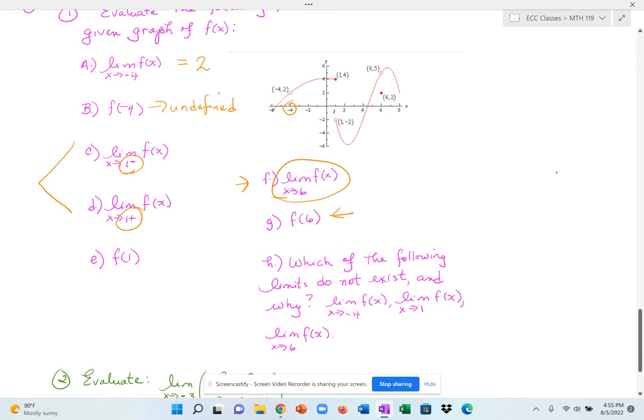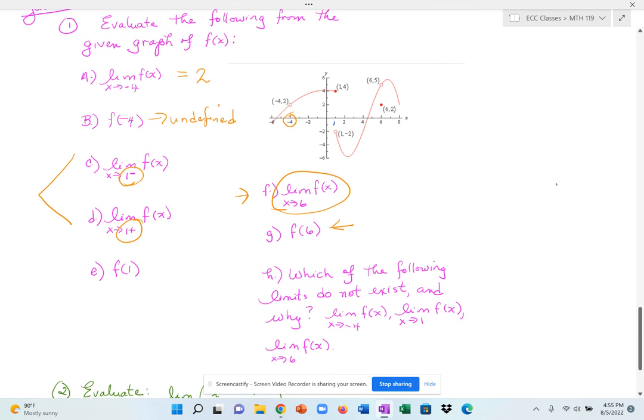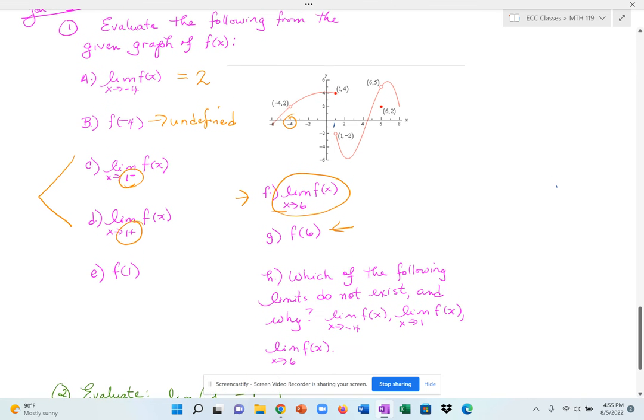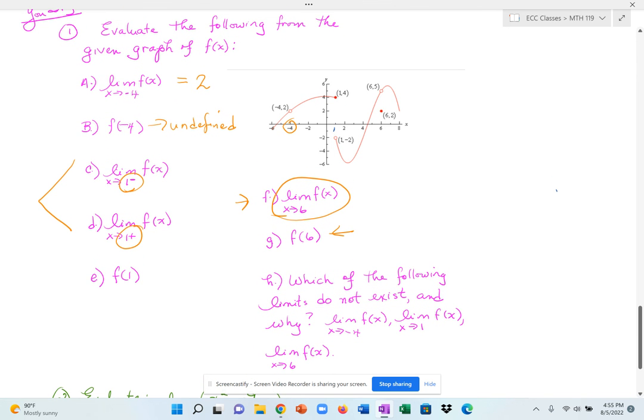And then there's a question. Which of the following limits do not exist? The limit as x approaches -4, which we have already established does exist. The limit as x approaches 1, you really have to answer these two questions first. And the limit as x approaches 6. So you have to answer part F in order to answer the last part of H.